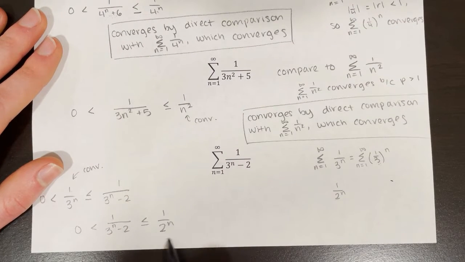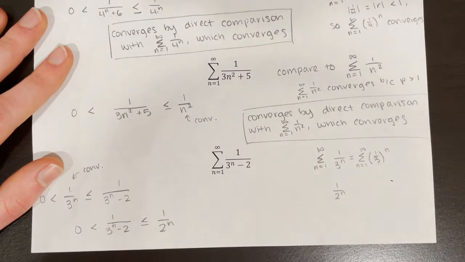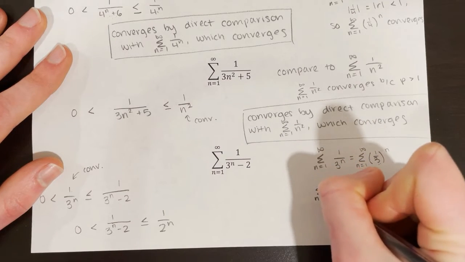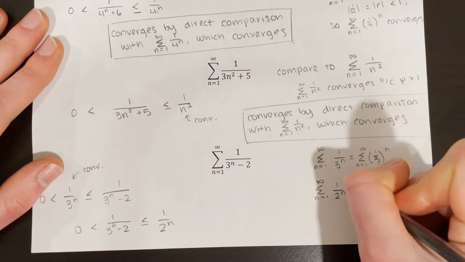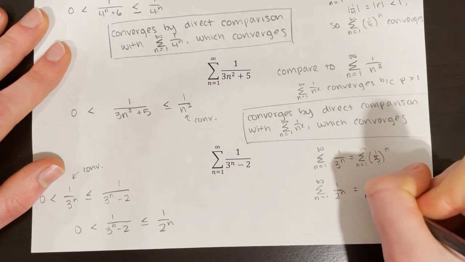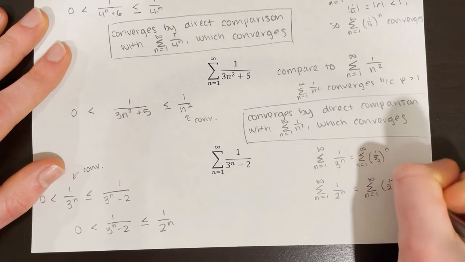So now we just have to figure out what's happening with the 1 over 2 to the power of n. If we have the series from n equals 1 to infinity of 1 over 2 to the power of n, that one is the same thing as the series from n equals 1 to infinity of 1/2 to the power of n.